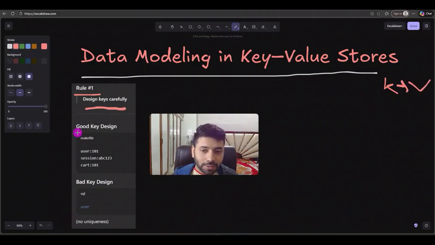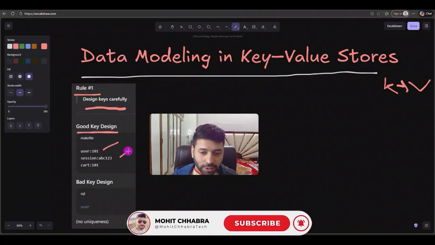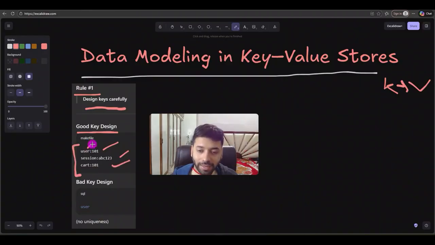Like we'll take the example. So this is a good key design. You have like user 101, session abc123 and cart 101. So basically you are getting the category and corresponding to it the ID as well. So this is acting as a good key.